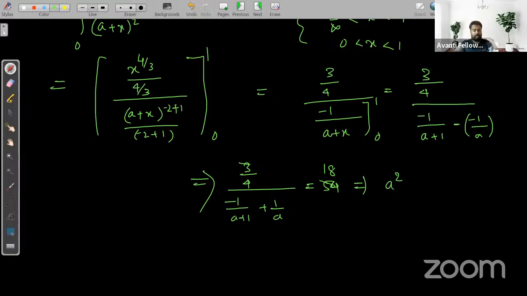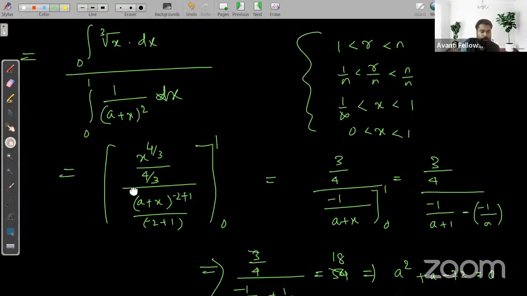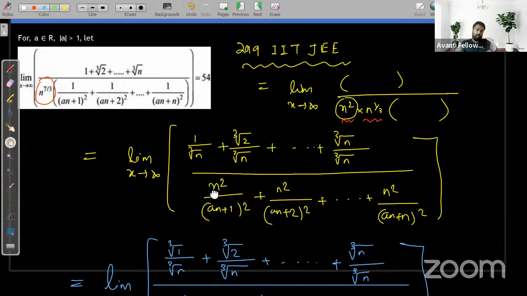we will get a square plus a minus 72 is equal to 0, and by factorizing this quadratic expression you will get a plus 9 into a minus 8 is equal to 0. So we are getting a is equal to minus 9 or 8. Two values for a we are getting, that is minus 9 and 8. So these are your answer. So the values of a are minus 9 or 8. You can take.